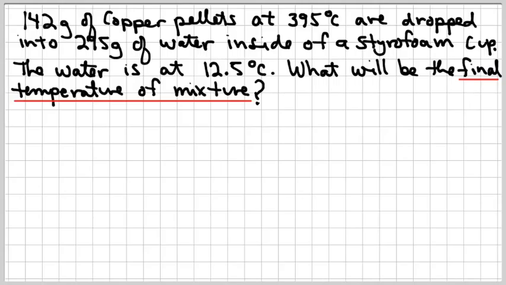So in particular, we've got copper pellets that are at very high temperature, 395 degrees centigrade, and they're being put into a sample of water that is only at 12.5 degrees centigrade. So I know I'm going to want to use an equation we've employed several times, and this equation is a statement of the fact that the heat lost by the copper is going to be equivalent to the heat gained by the water.